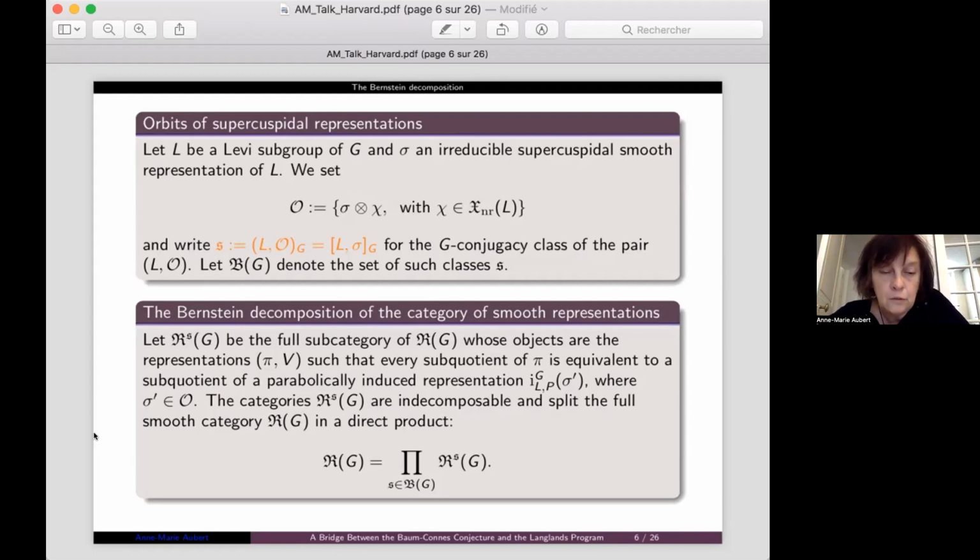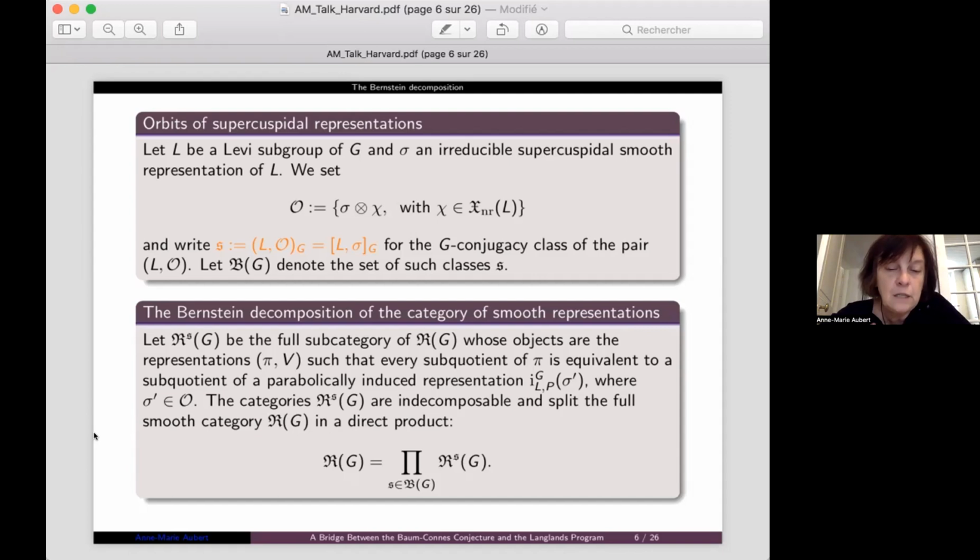And so let B of G, B for Bernstein, be the set of these classes S. Then the Bernstein decomposition is the following important theorem. It gives a decomposition of the category of smooth representations of our group G in blocks, that is, in indecomposable subcategories, one category for each element S in B of G.